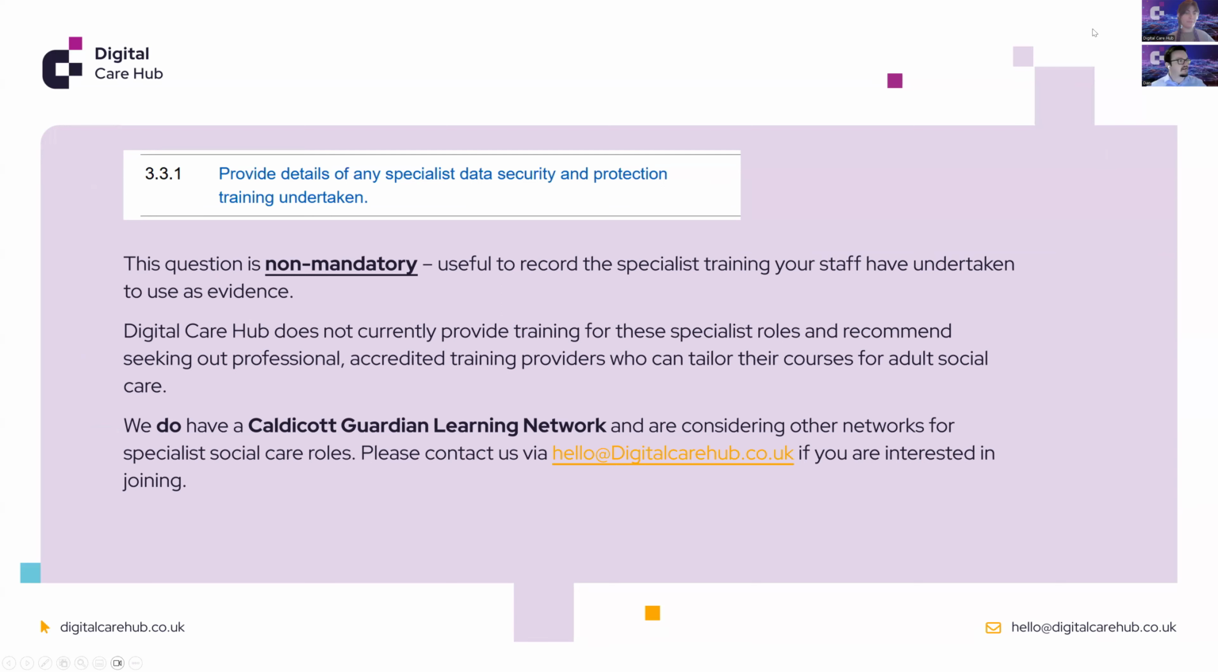Fantastic. So for question 3.1, this is the non-mandatory question that asks us to provide details of any specialist training. I would still fill it in, to be honest, because it is quite useful for you to be able to record that and look back on and use it as an evidence item with the commissioner and so on.